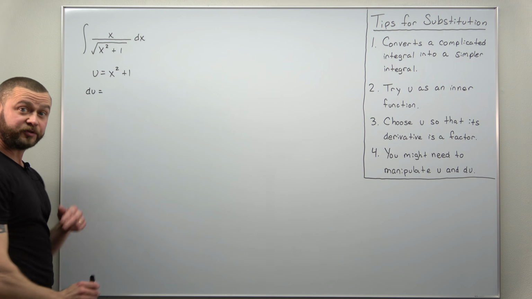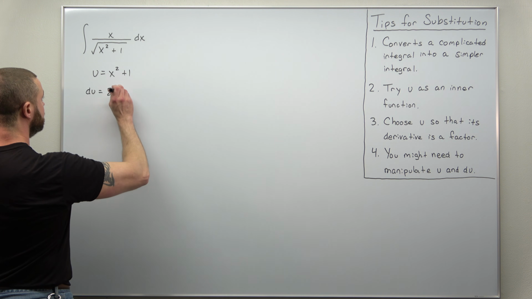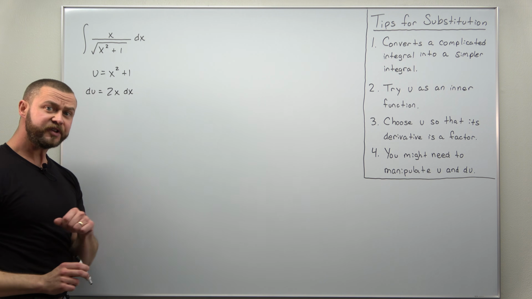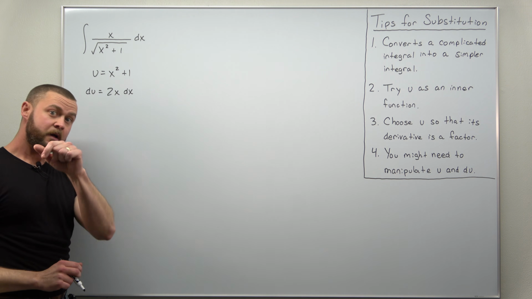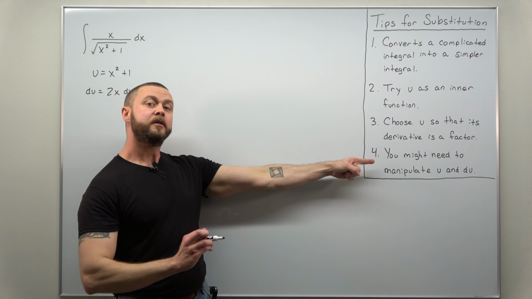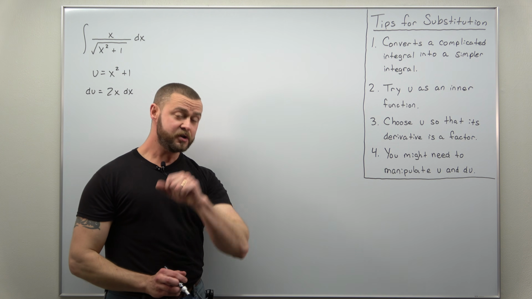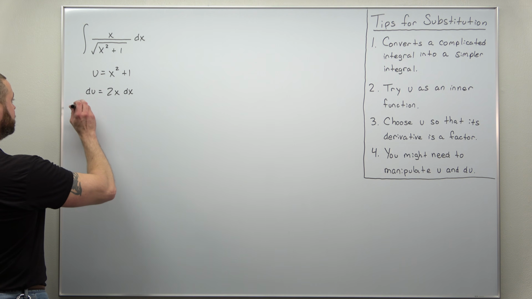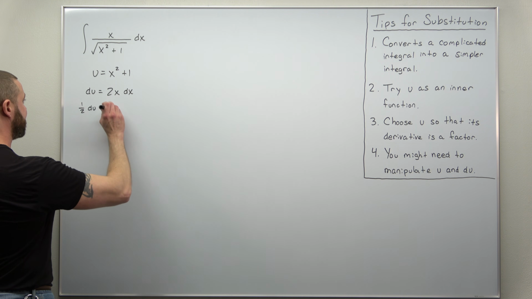Calculate your differential. du equals now the derivative of x squared plus 1. That's 2x. And we multiply that by the differential dx. Notice in your integral, you have a factor of x, which is good. But we're missing a factor of 2. So definitely expect, very common, you might have to manipulate your substitution. Here, we're going to manipulate the differential. We're going to divide the 2 over and write this as 1/2 du equals x dx.